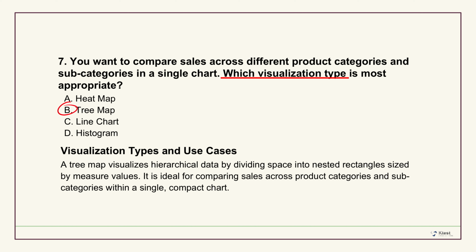A tree map. How does that work? Tree maps use nested rectangles. The size of each rectangle represents a measure like your sales total. And these rectangles are grouped and nested based on your categories and subcategories.